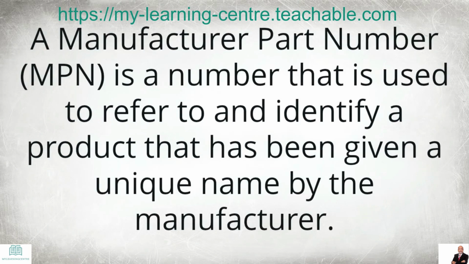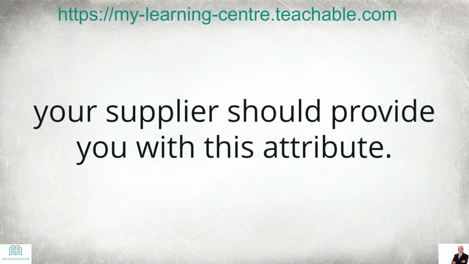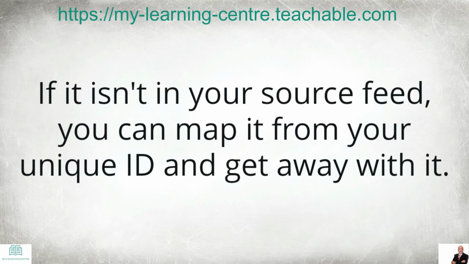A manufacturer part number, MPN, is a number that is used to refer to and identify a product that has been given a unique name by the manufacturer. As stated previously, your supplier should provide you with this attribute. If it isn't in your source feed, you can map it from your unique ID and get away with it.